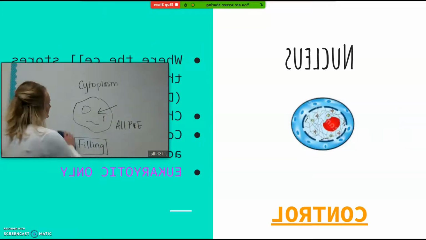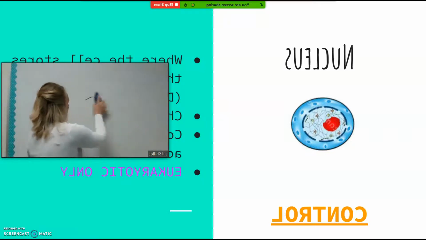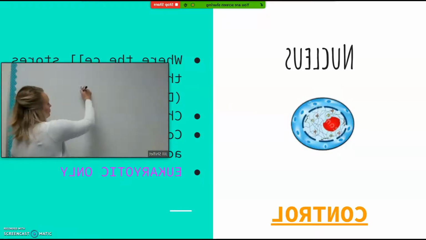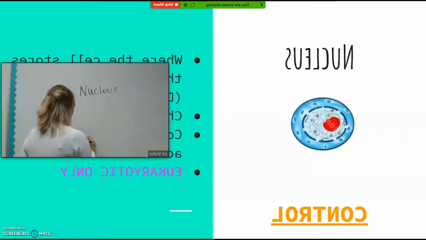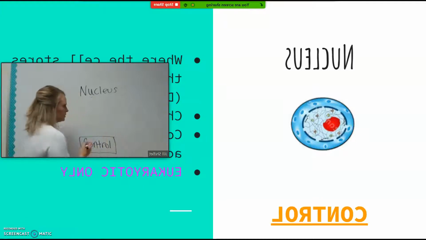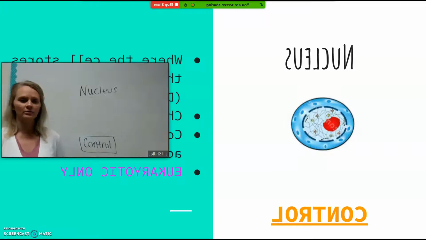Okay, next we have a nucleus. All cells do not have a nucleus. For nucleus, the word I need to remember is control. My nucleus controls the cell.